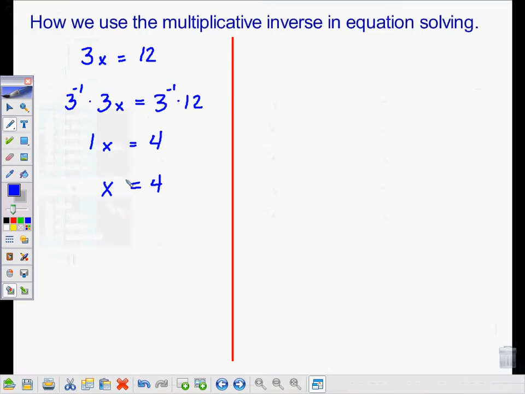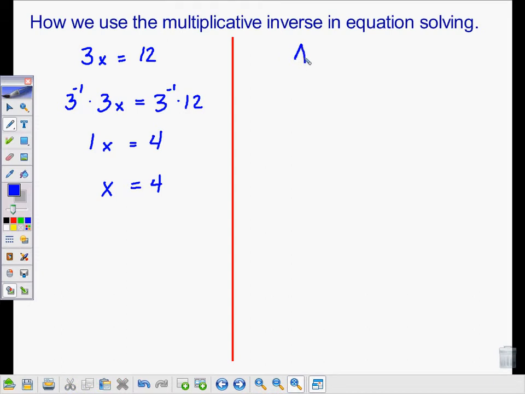Okay, so this is how it happens with just regular algebra numbers. Start with an equation. Instead of dividing by 3, we multiply by its multiplicative inverse. That's what undoes multiplying by 3. Okay? And that leaves me with 1 times x, but when we multiply 1 by anything, it doesn't change it. We do the same thing with matrices now.